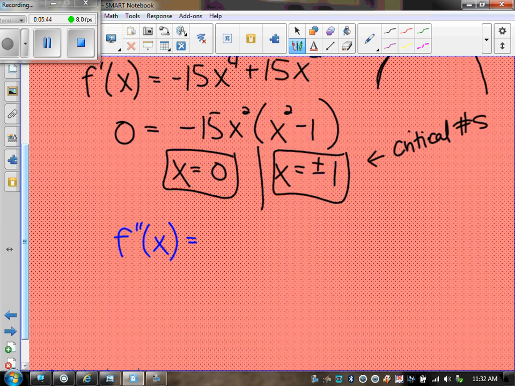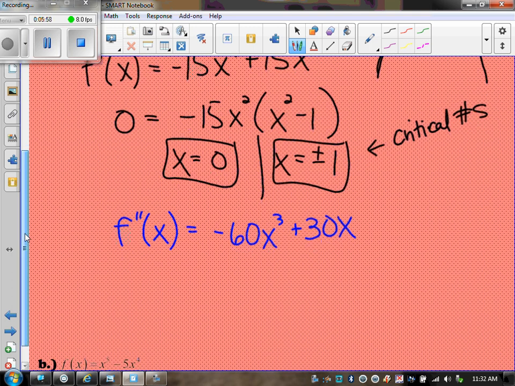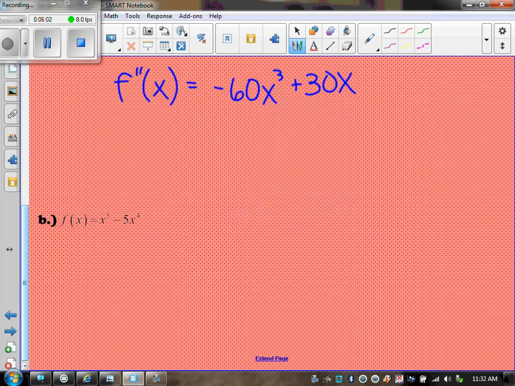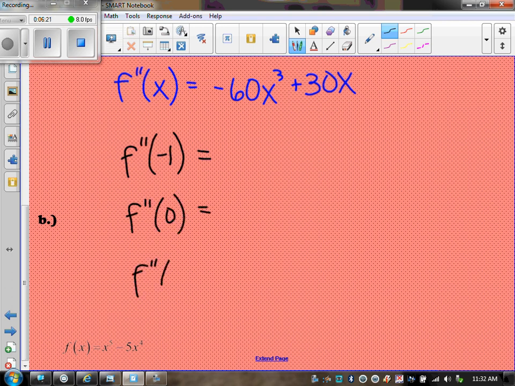My second derivative then from this function would be what? Negative 60x cubed plus 30x. Okay. I'm not going to set it equal to 0. What I'm going to do is take this second derivative and plug in my critical numbers. I'm going to take my critical numbers, my 0, my -1, and my +1, and test those in my second derivative. I'm going to test -1, I'm going to test 0, and I'm going to test +1. Now, why do you think I'm going to test them in my second derivative?